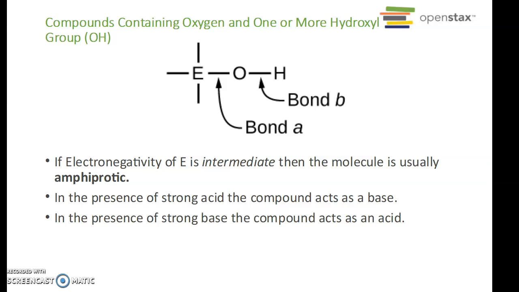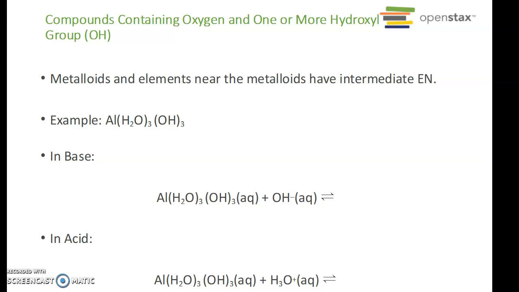Compounds containing oxygen in one or more hydroxyl groups, when the electronegativity is intermediate, are usually amphiprotic. In the presence of a strong acid, the compound acts like a base. In the presence of a strong base, the compound acts like an acid. These are the metalloids or elements near the metalloids, which have intermediate electronegativity. Example: aluminum hydroxide. You have a base form and you have an acid form.